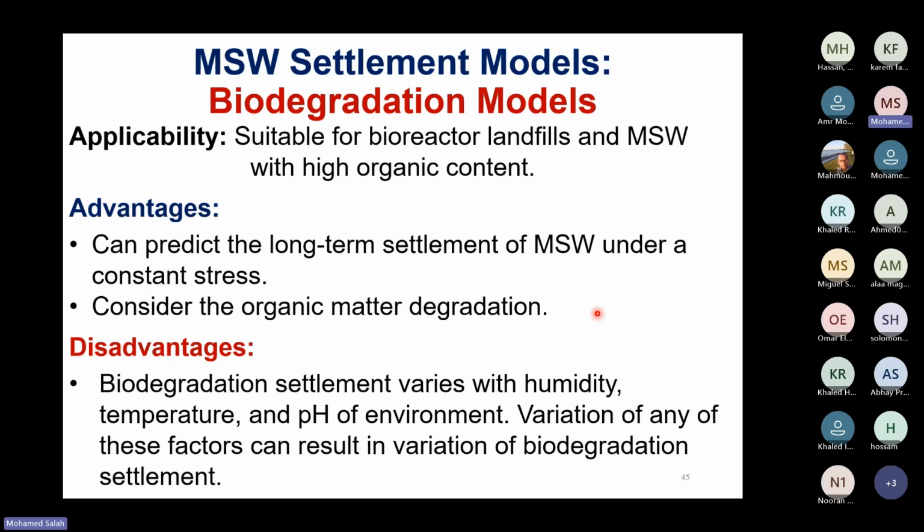But let's be clear about biodegradation. The main disadvantage of biodegradation is that it is very variable. It varies with humidity, temperature, and pH of the surrounding environment. And any little or small variation in any of these factors can result in a variation of the biodegradation settlement.